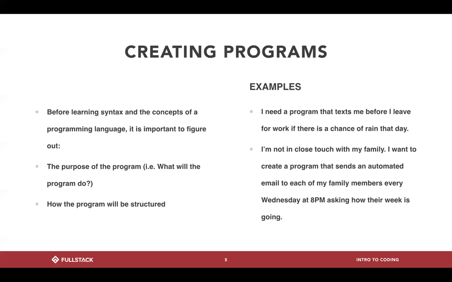What does it do? It sends an email. Who does it send it to? Each member of my family. So at 8 p.m. on Wednesday, get a list of all of the family members, and then email each one of them one by one. And what should I email them? A question of how their week was. Already, thinking about it this way, I've got steps in my head and a structure for my program going without really thinking about the way that I would write the code.